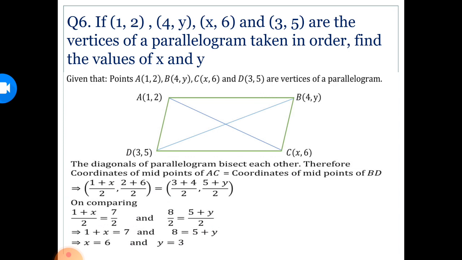So on comparing the x coordinates of both the parts, we get (1 + x)/2 is equal to 7/2. That means the x value is coming as 6, and if we equate the y coordinates on both sides, we get 8/2 equal to (5 + y)/2. That is, the y value is equal to 3. So this is a very important question. Don't apply the distance formula in this type of question. Always use the property of diagonals of a parallelogram.